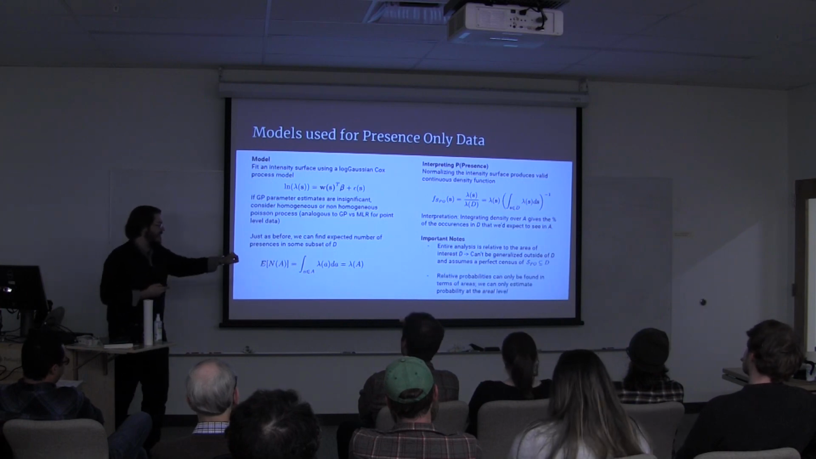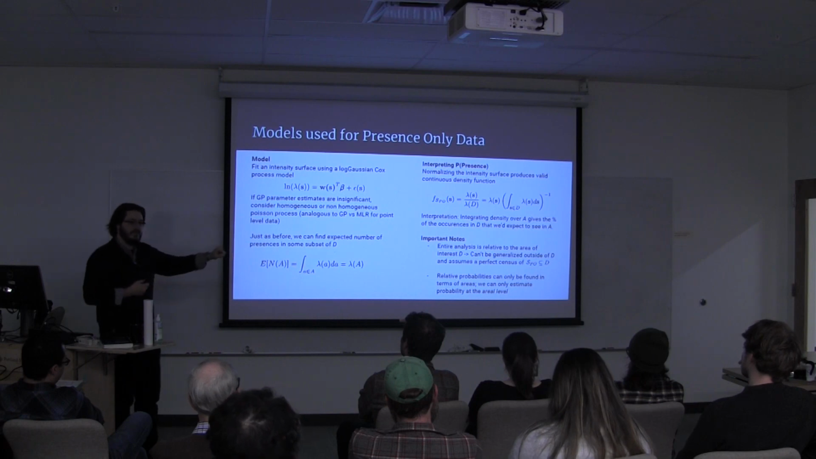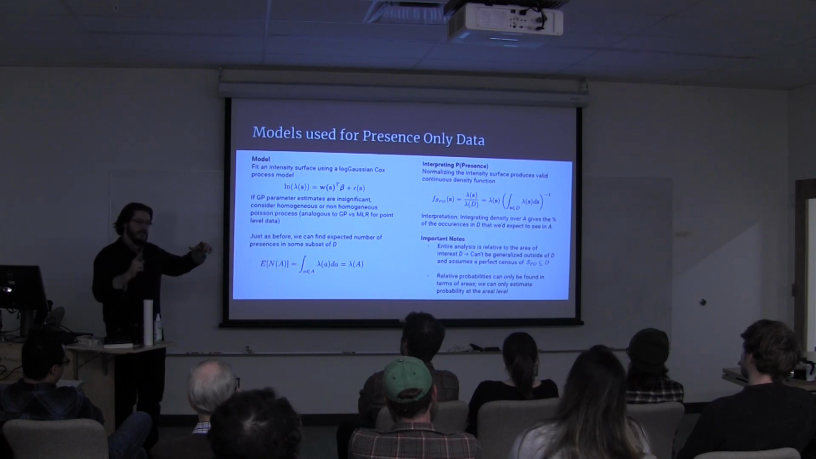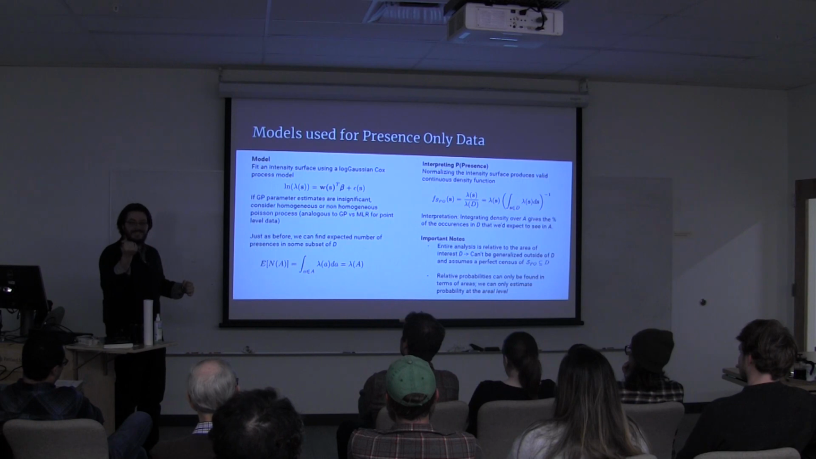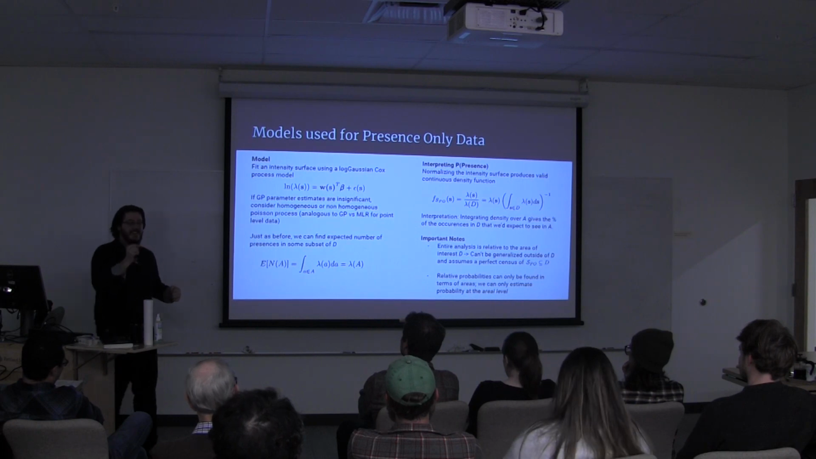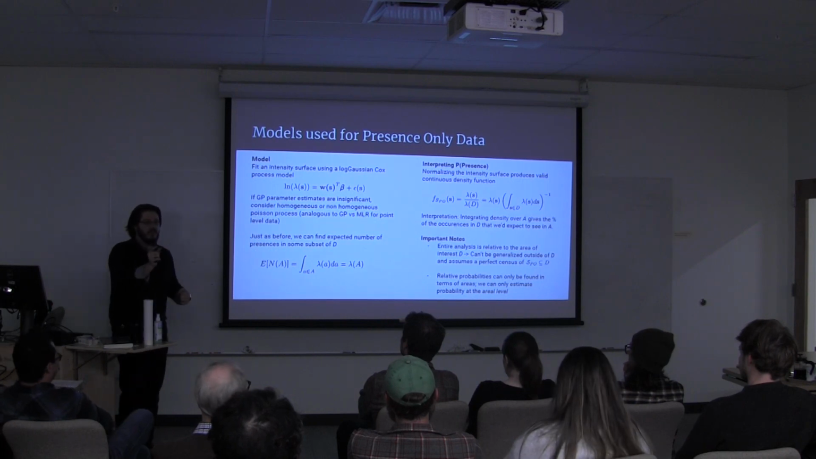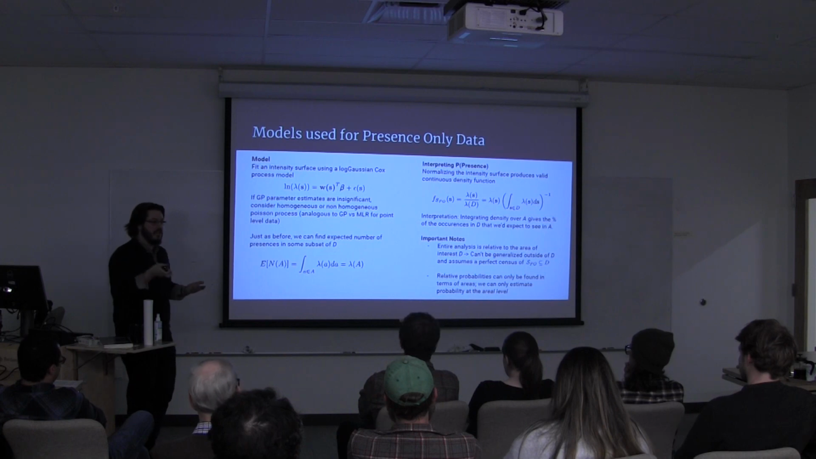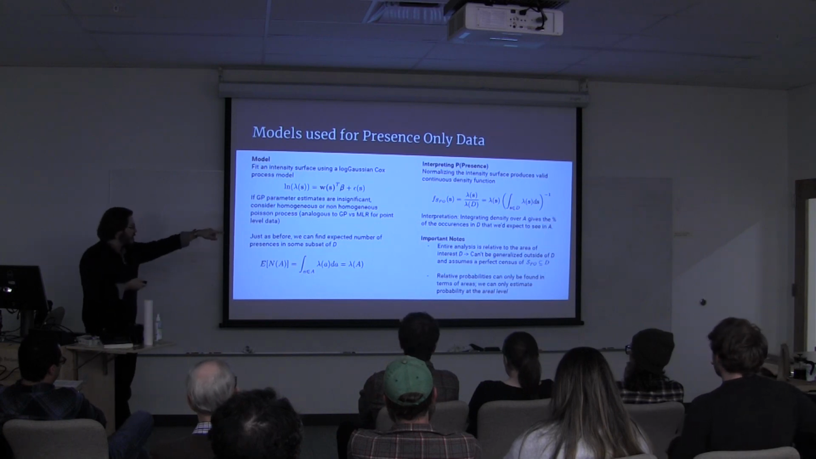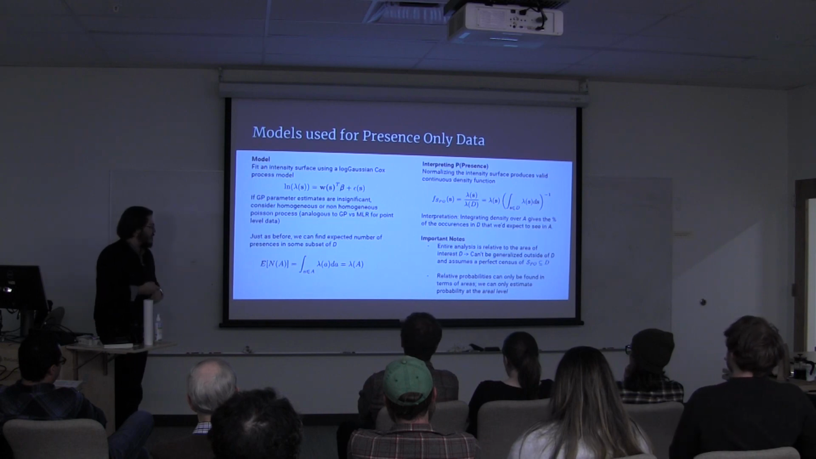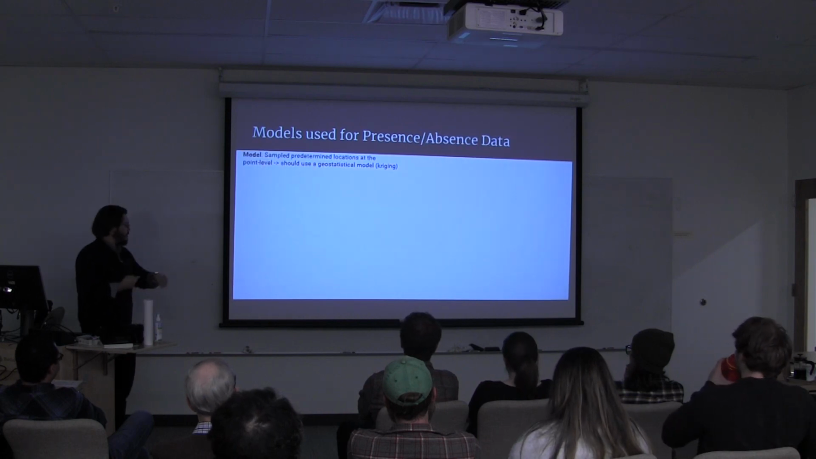Oh, and then another issue here is that relative probabilities can only be found in terms of areas, right? Because what do you get when you evaluate a density at a single point? What's the probability of me drawing a 0 from a standard normal? 0, right? It's 0 probability. The only way you can calculate probability is by integrating, by getting some kind of function of a CDF. And so we have to integrate this density in order to have a probability of presence.